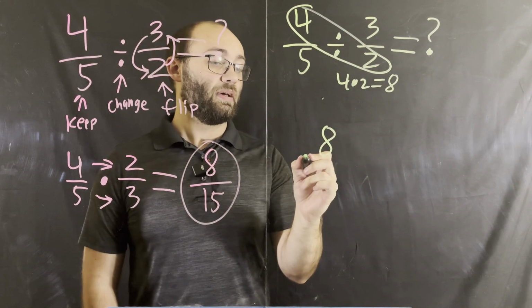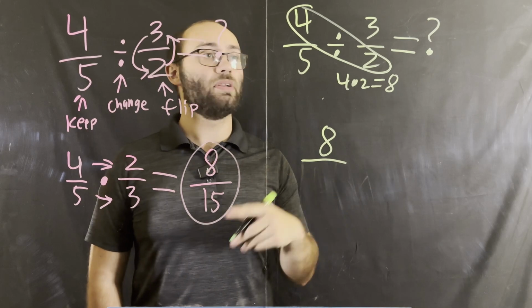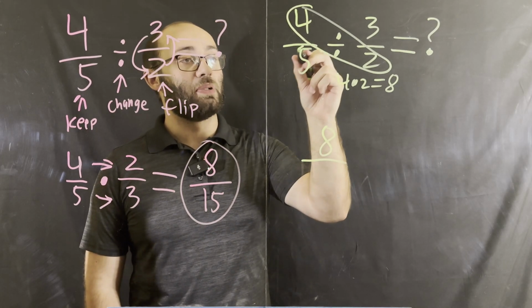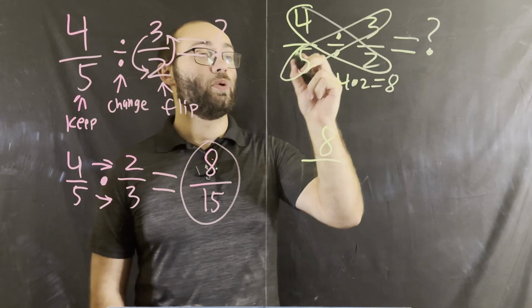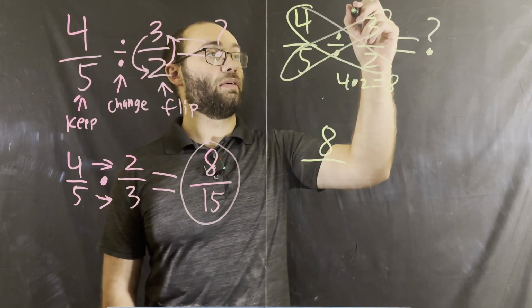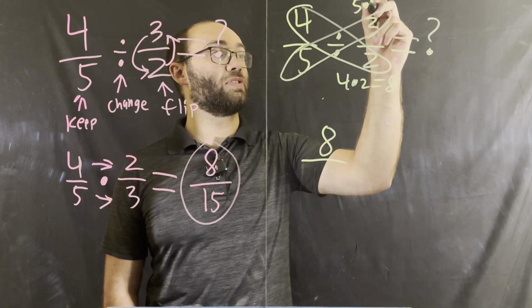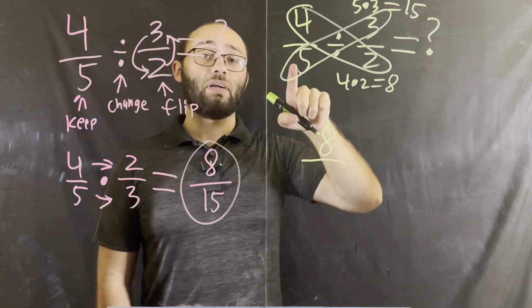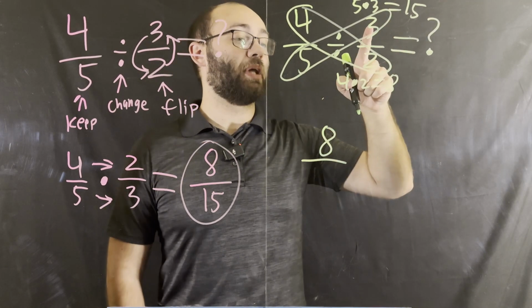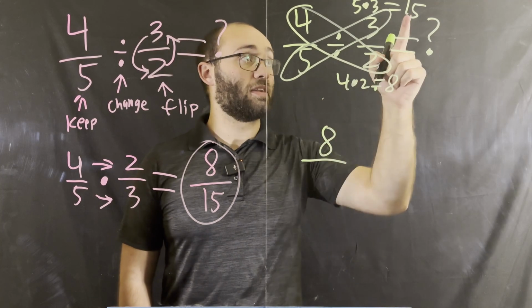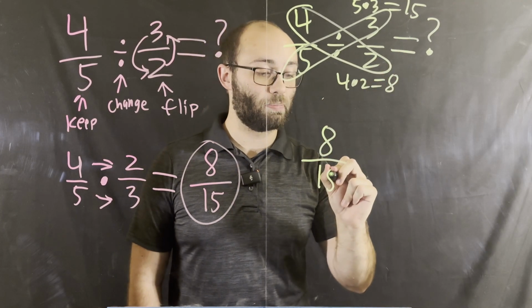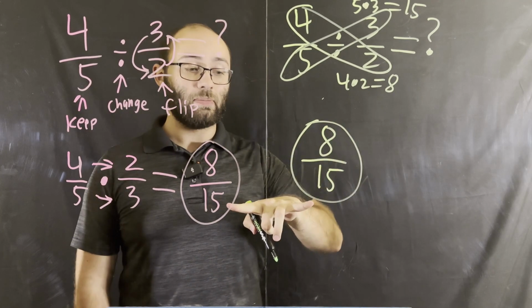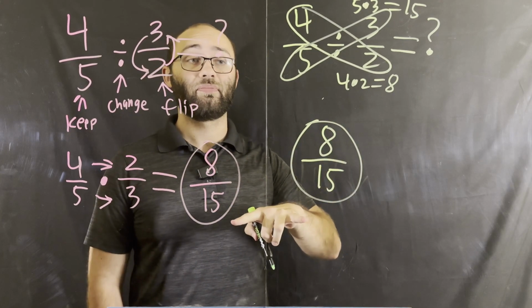Okay. Now, I need the bottom number though. I still need the denominator. And that is where we cross multiply the other way as well. We do 5 times 3. 5 times 3, and we get 15. And since I started with the bottom number and then multiplied to the top, I'm going to write the 15 on the bottom. And if you look here, we got the same answer both times.